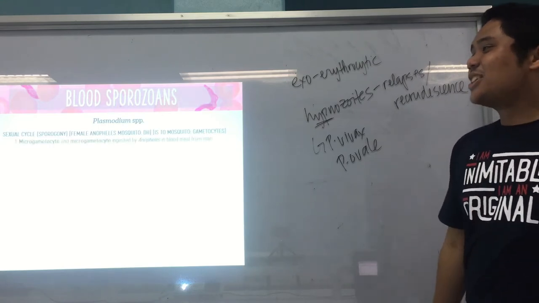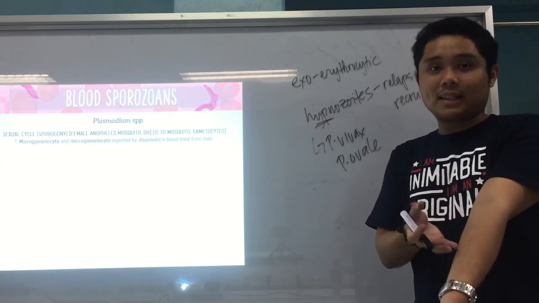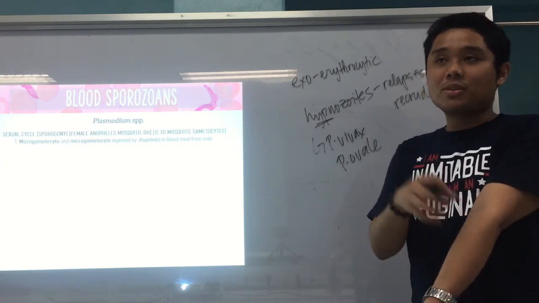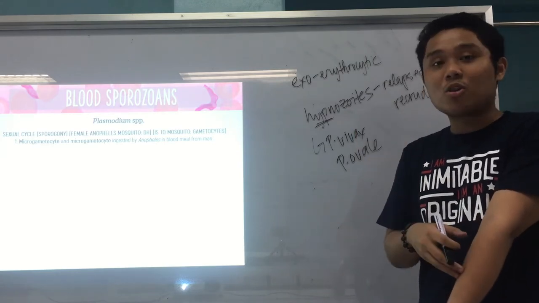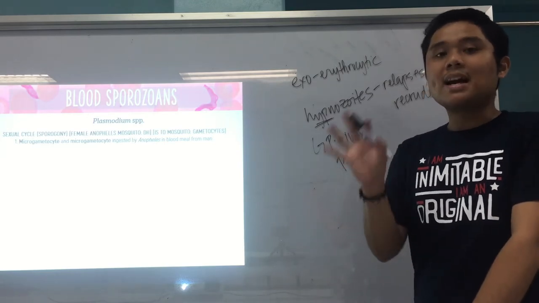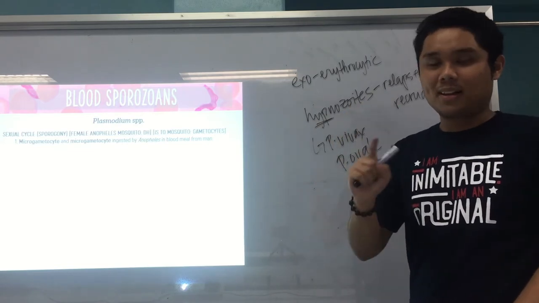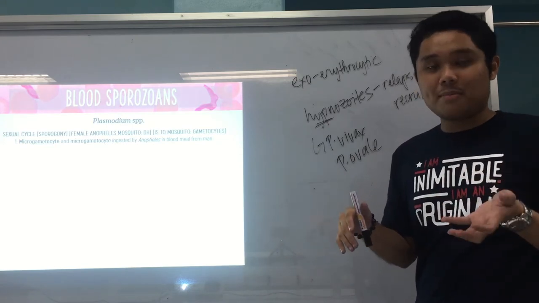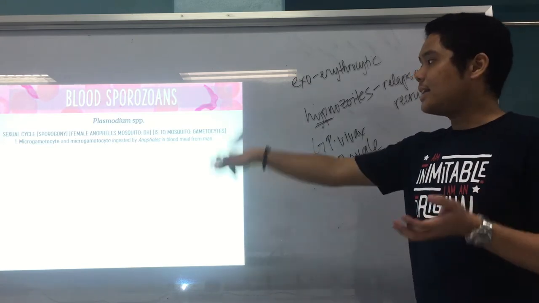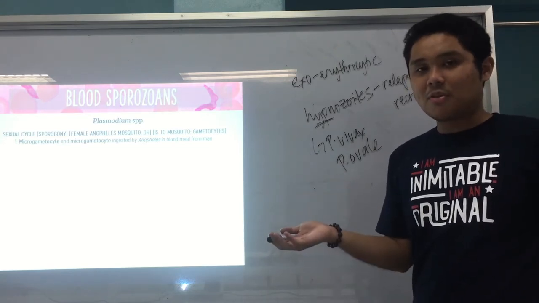So again, let's say a mosquito bit a patient with malaria. The mosquito now gets from the man the gametocytes, both the microgametocyte and macrogametocyte. Which one is male or female? Micro, male. Macro, women empowerment, the female. So micro and macro gametocytes are ingested by your female Anopheles mosquitoes in a blood meal from a man infected with malaria.